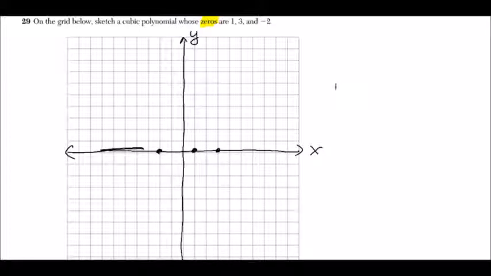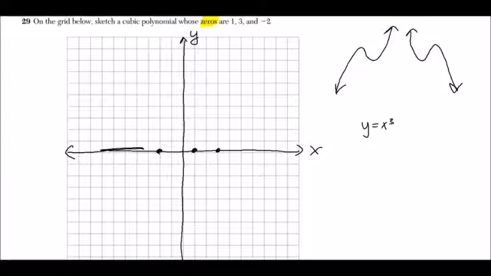Now, if we remember, a cubic function can look like this, or like this. And if we just look at y equals x cubed, that actually looks like this. But that's a very specific cubic function that only has one zero at x equals 0. So we're not going to be terribly interested in this particular one here, because we want to have multiple zeros.